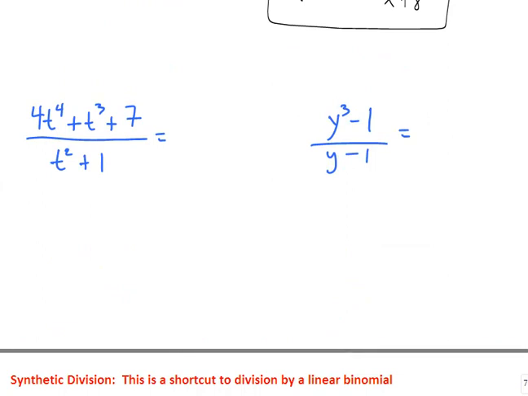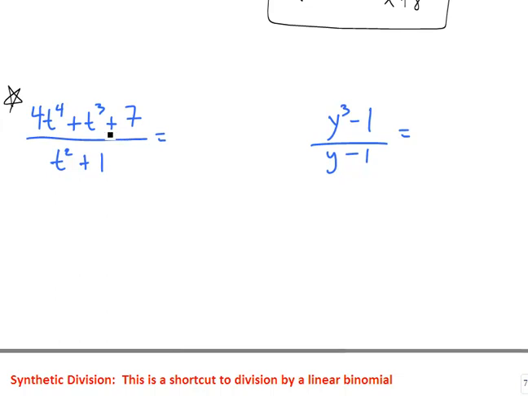On the next example here, we're going to take 4t to the 4th plus t cubed plus 7 and divide by t squared plus 1. Now, this is an example that has a little bit of a special case to it. If you look at the terms in the numerator, we start with a 4th degree, then we go to a 3rd degree, and then we jump all the way down to our constant term 7. There's no 2nd degree t squared, and there's no t term, our 1st degree term. So we're kind of missing some terms, and we might need those when we are doing our long division.